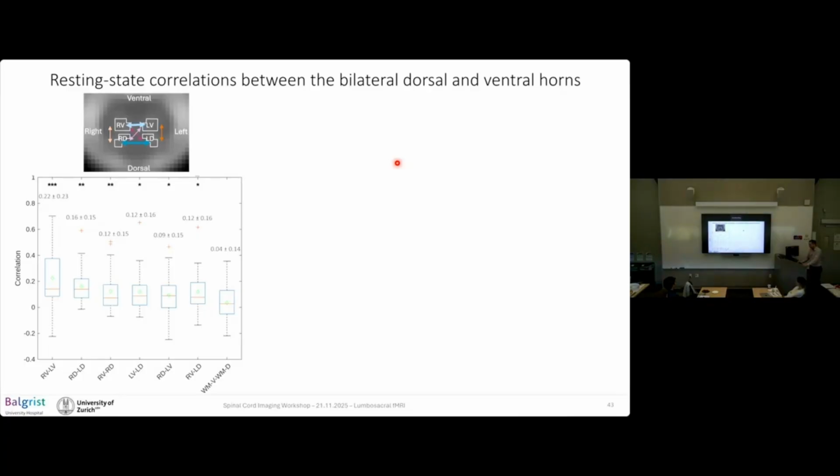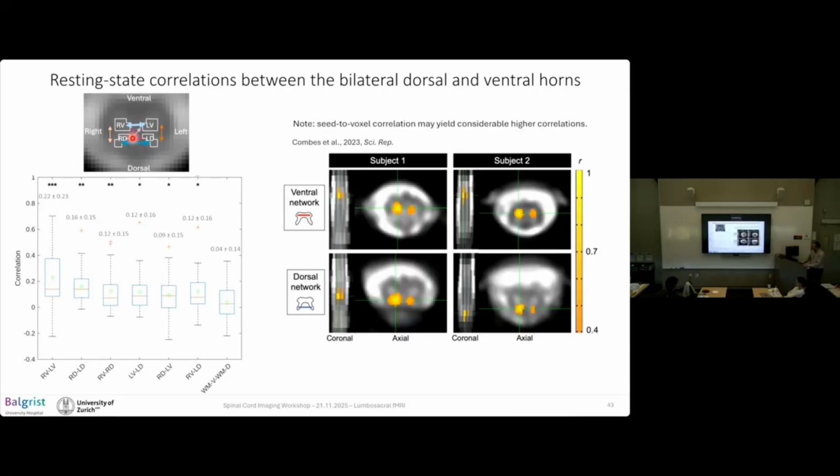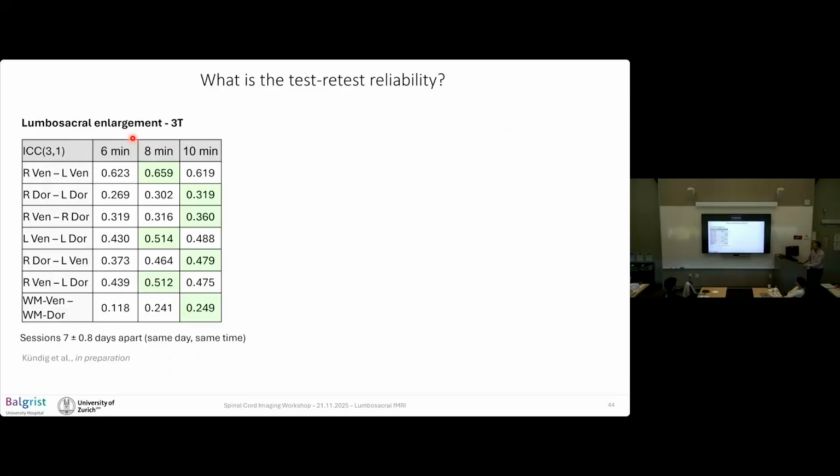And the typical pattern that different studies found in the lumbosacral cord is similar to the cervical cord. The highest correlations are between the bilateral ventral horns and the bilateral dorsal horns. And the other correlations were much, much lower. This is also what you can see here on these ROI to voxel based correlation maps.